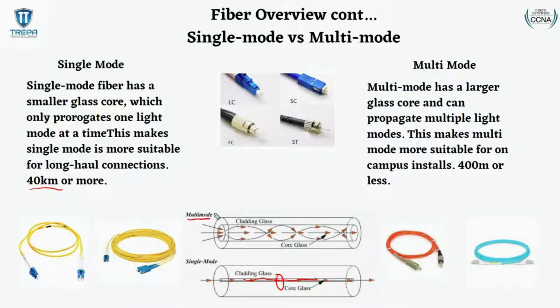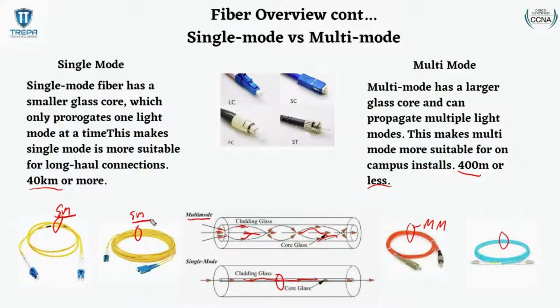Then we have multi-mode. As you can see here, we have different beams of light being sent across this glass core and refracting off, okay? And so it can propagate multiple light modes. This makes it more suitable, again, for those campus installs, and typically you're going to have 400 meters or less. And again, this orange and this light blue, I've never seen the light blue personally, but I know orange is always MM, or multi-mode, and this yellow is always SM, single mode.